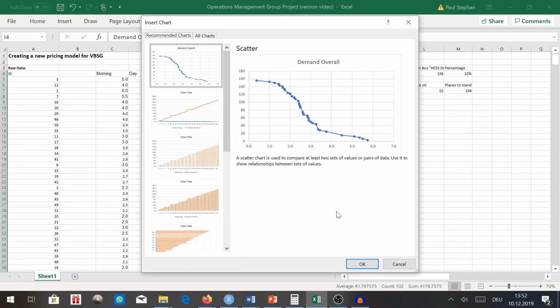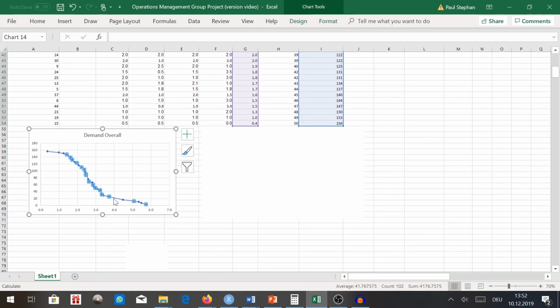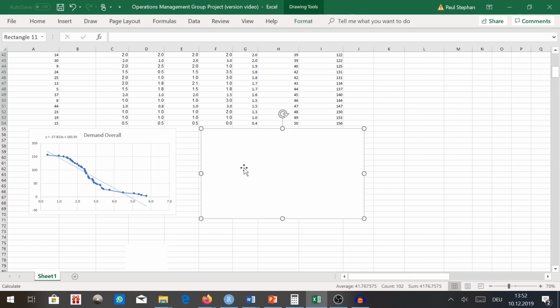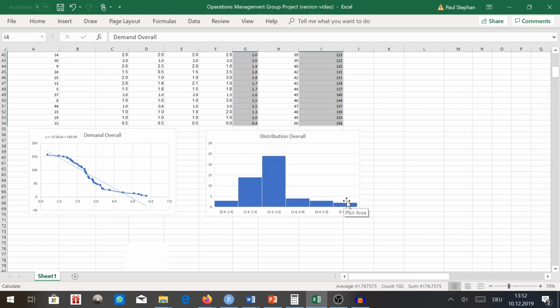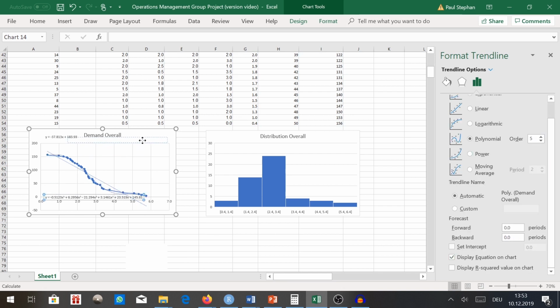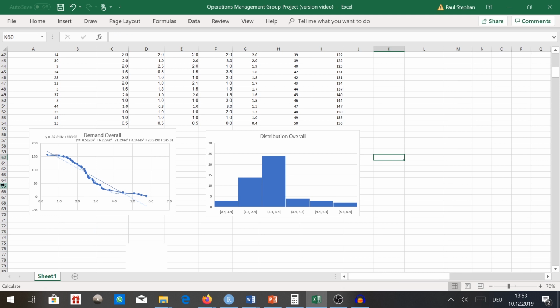Using the overall demand and the corresponding prices, we plot the demand curve and add a linear trend line. Since we are using real-world, normally distributed data, as we can see here in this histogram, the linear trend line does not represent the demand well. Therefore, we use a fifth-degree polynomial instead, which approximates the demand curve much better.